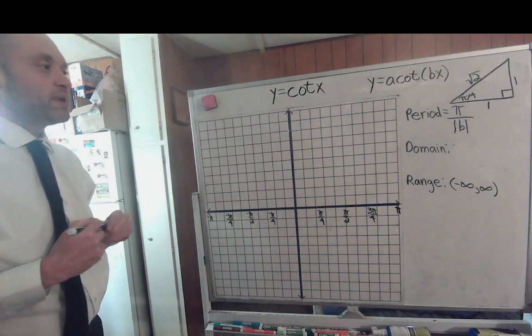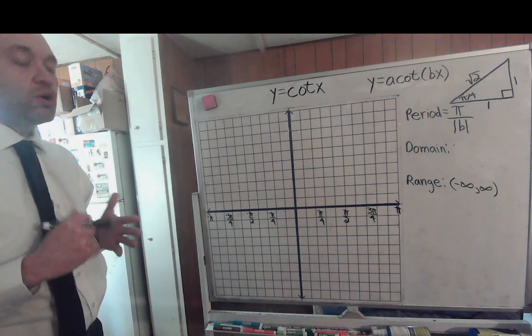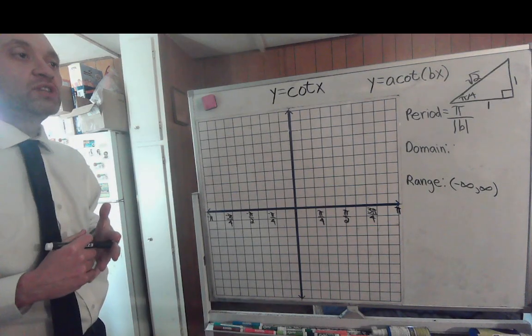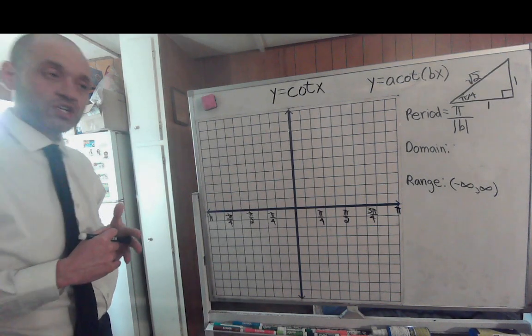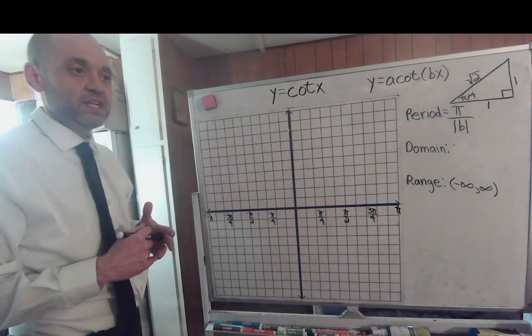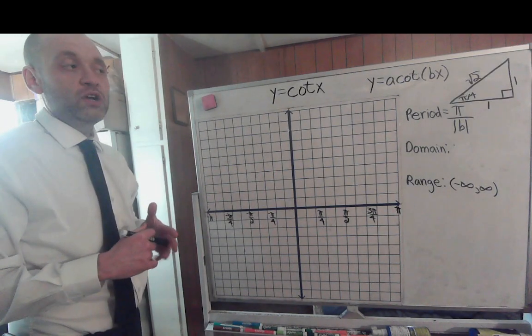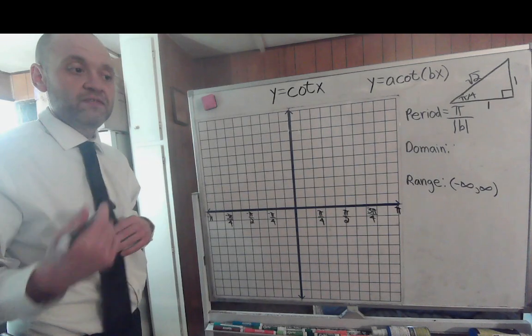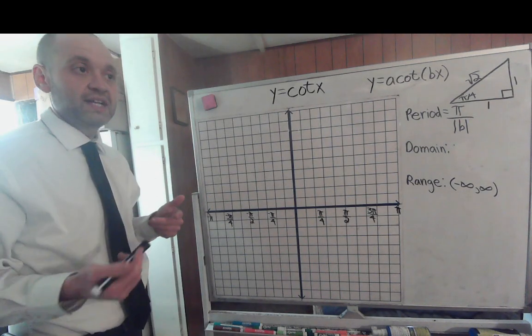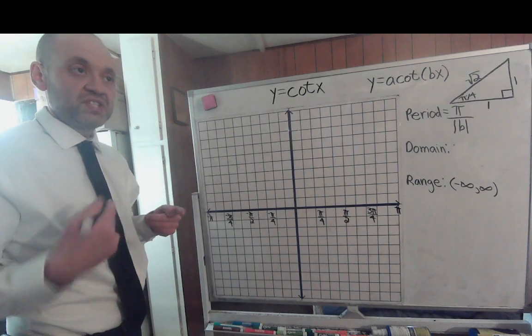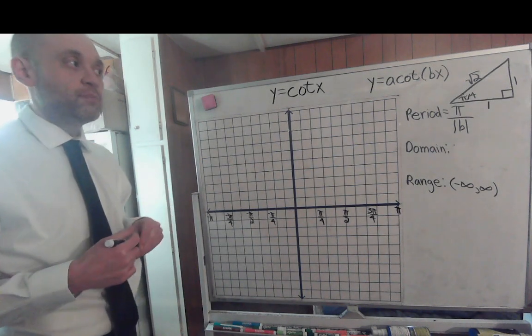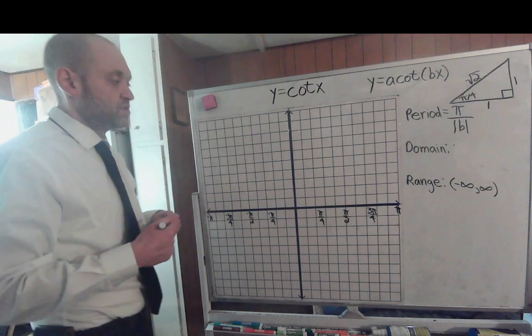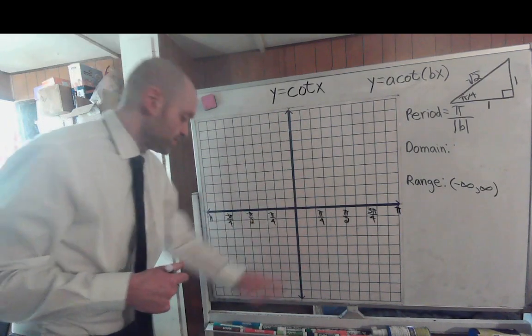Now, when we think of the domain of the cotangent function, we have to look at where is it undefined. Let's start with the cotangent of 0. So we know the cotangent is cosine divided by sine. Your cosine at 0 is 1. Your sine at 0 is 0. 1 divided by 0 is undefined. So you'll have an asymptote at x equals 0.